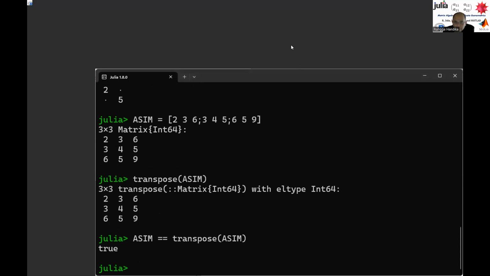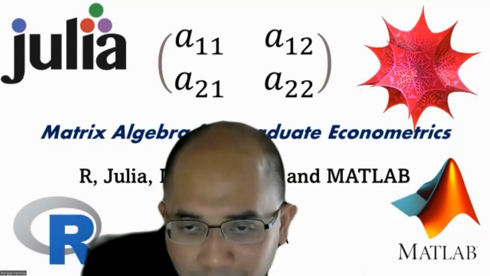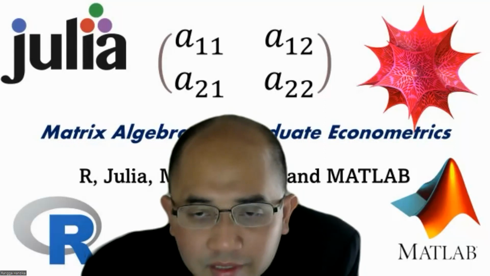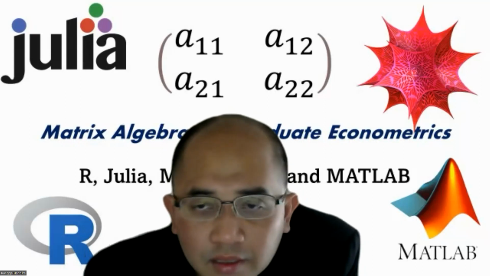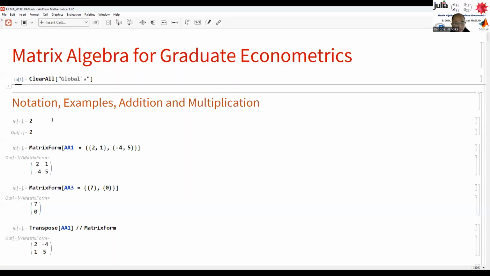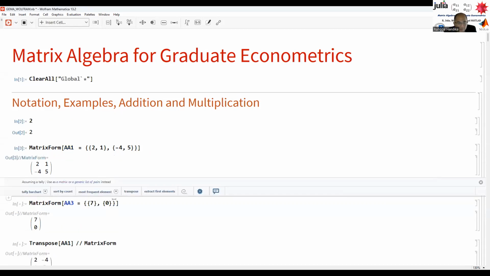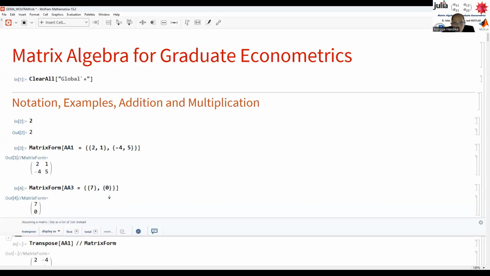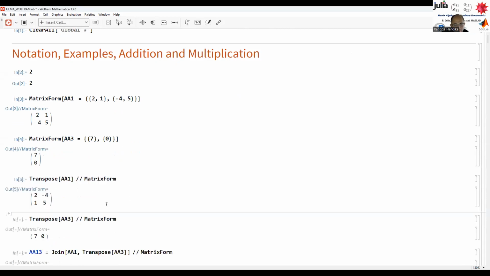Well, that's in the Julia. The next, how we implement in Mathematica Wolfram. So now you can see here. Okay, so let's see by clear all first, and then notation 2, matrix form, you can see the output here. So also AA1, AA3, transpose matrix.